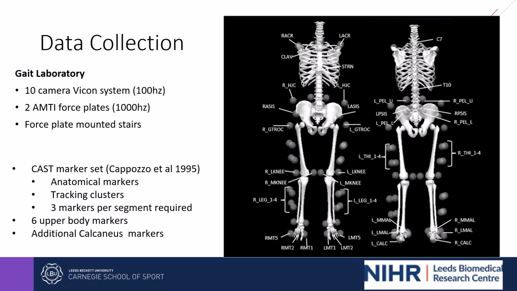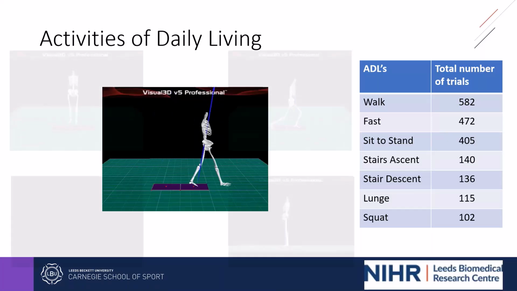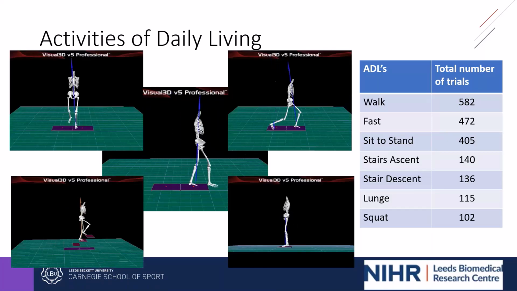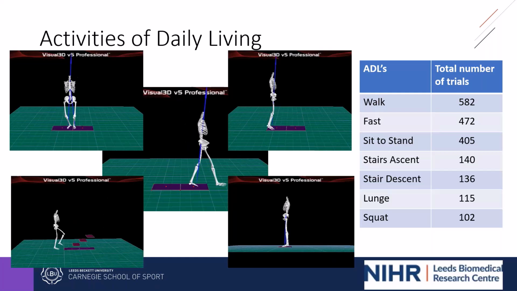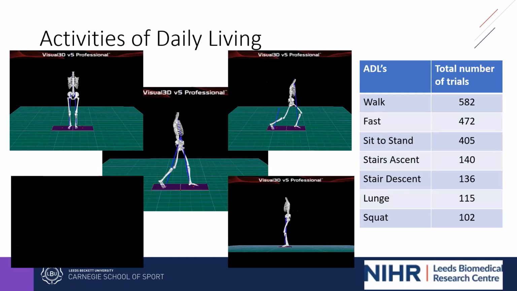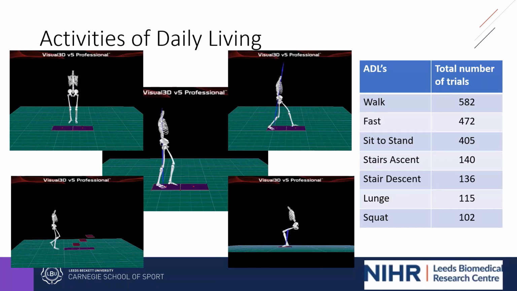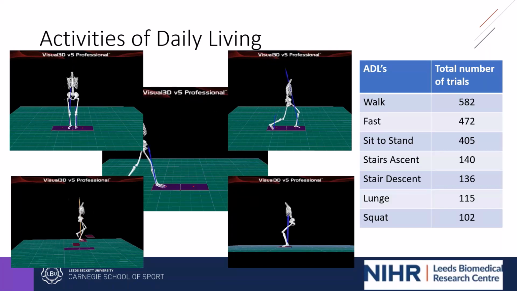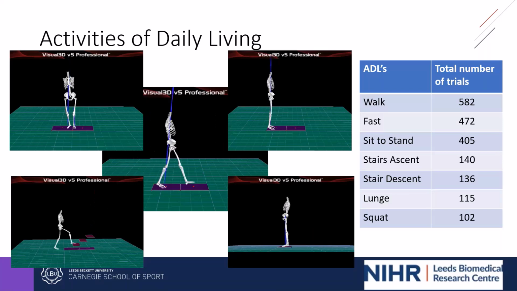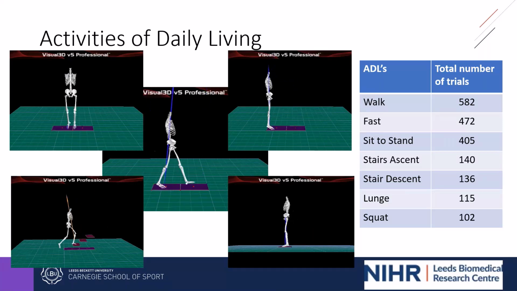And we did look at 7 main activities of daily living. So we had some walks, some lunges, some stair ascent, some stair descent, as well as some sit-to-stands and squats. In addition to that, we did have some more adverse conditions, such as a jump and a jog, if our participants were able to do those routinely. But we didn't collect too many of those, but they are within the C3D file collection.